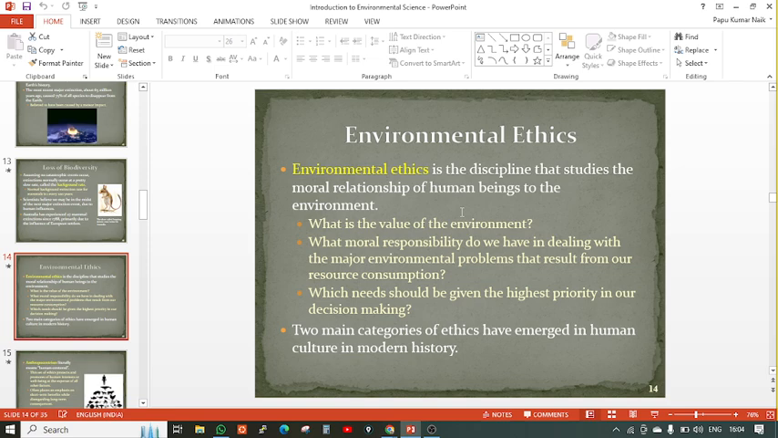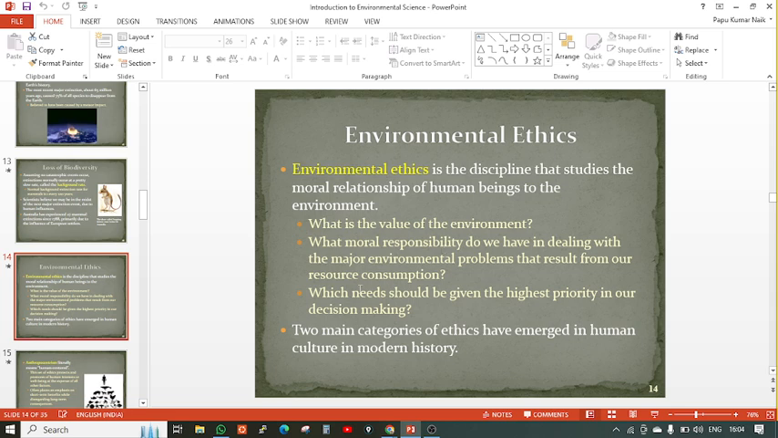मतलब हम जो एक्सट्रैक्शंस कर रहे हैं, जो एनवायरनमेंट पर इम्पैक्ट डाल रहे हैं, तो ये कितना सही है, ये सोचने वाली बात है. So what is the value of environment, ये कब सोच सकते हैं, वैल्यू ऑफ एनवायरनमेंट क्या है. And what is the moral responsibility in dealing with the major environmental problems? We already discussed some major environmental problems. So now our duty is to address these environmental issues, to not degrade.